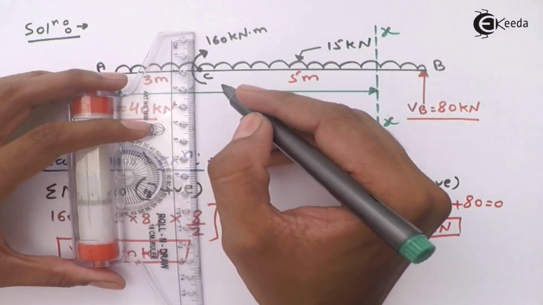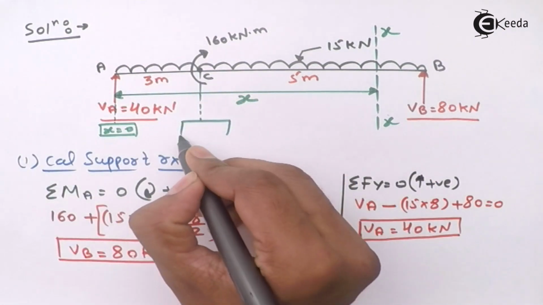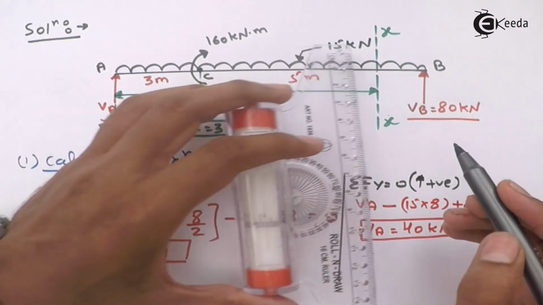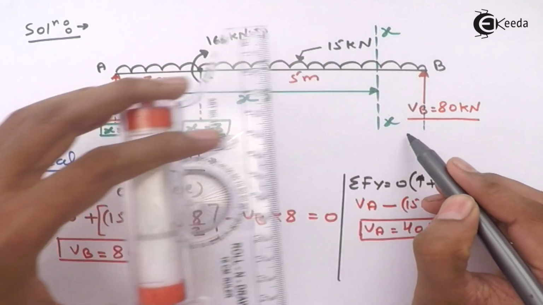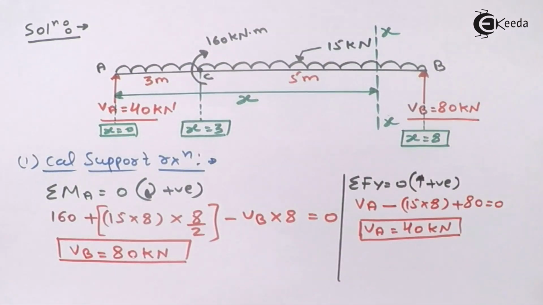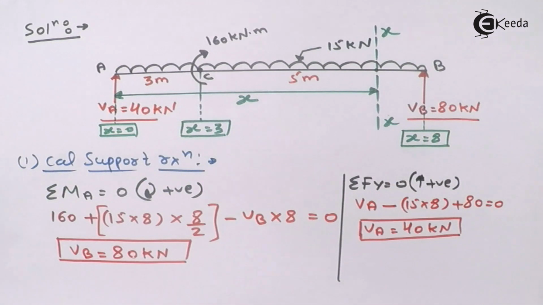Now after that, for this box, x is equal to 3. After that, for this one, x is equal to 8. Now what is our next step? Now we have to take the bending moment over here using Macaulay's method.